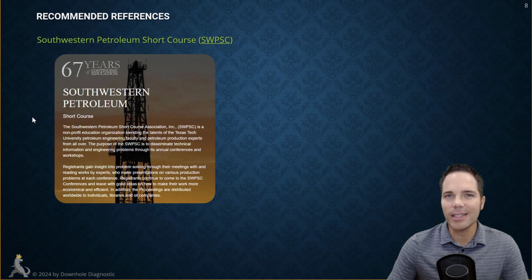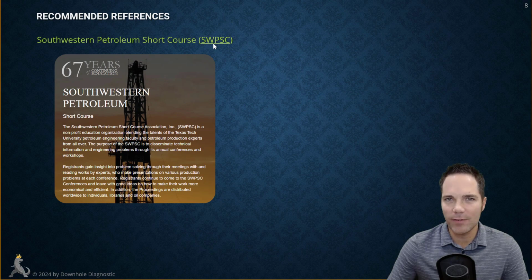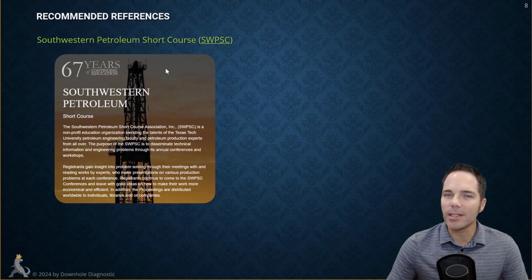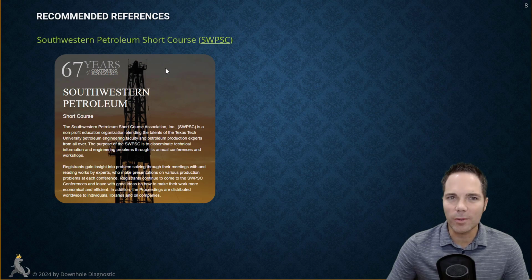Now this is one that you're going to see all throughout the course. You're going to see this abbreviation when I have references to different papers. This is the Southwestern Petroleum Short Course. This is a symposium put on in Lubbock, Texas, which is about 2 hours north of Midland every year. There are lots of papers being presented. There are like 8 different rooms and people are giving different presentations at the same time. You pick the topics that you're interested in and you can go listen to those presentations.